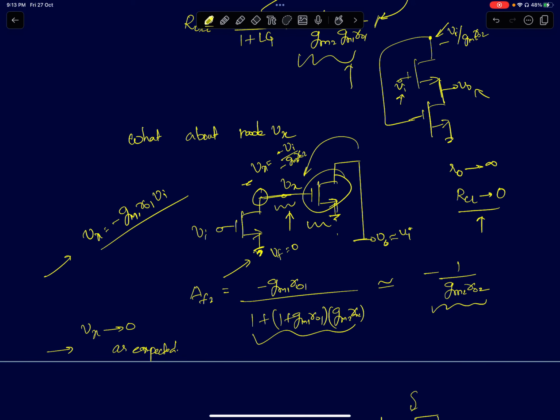Okay, so if your R naught is infinity, if your MOS transistors are ideal, then Vx should not change at all, and V naught will be exactly equal to Vi. So this device, if your R naught is infinity, provides you infinite gain. Therefore, the gate at this node should not change at all. Okay, so negative feedback ensures that these two terminals are at the same AC potential. So you get this result.